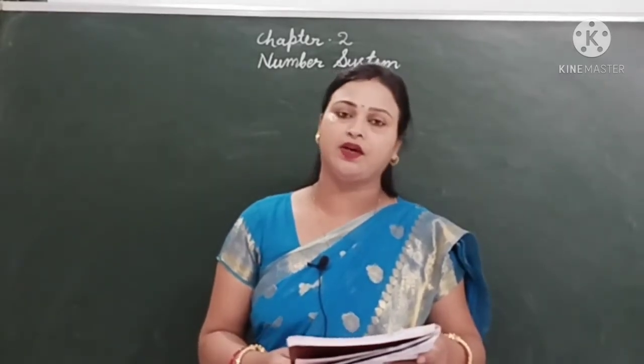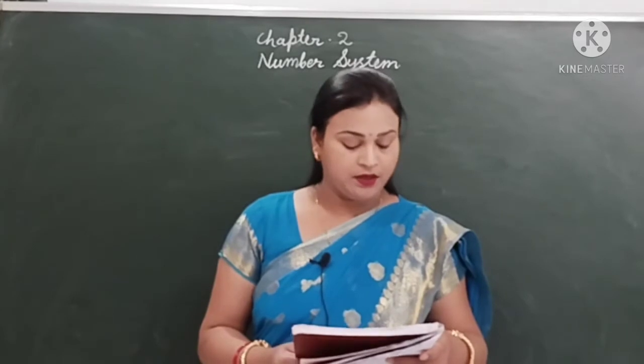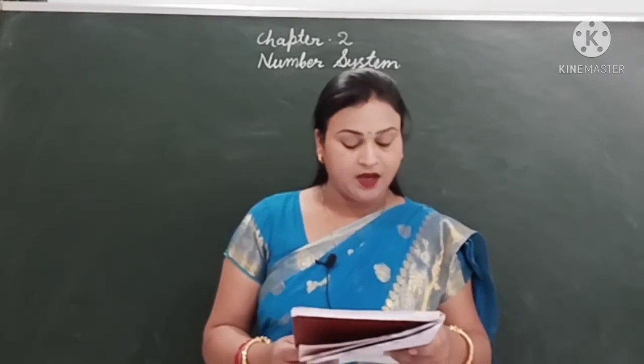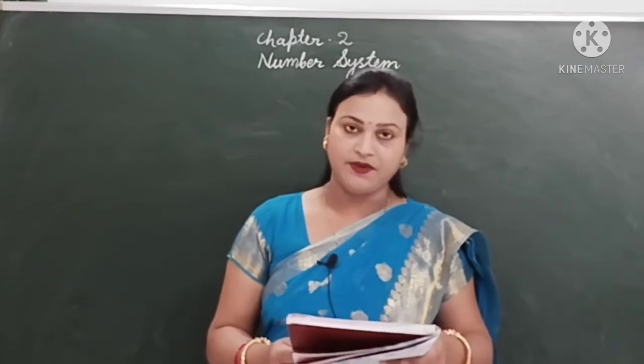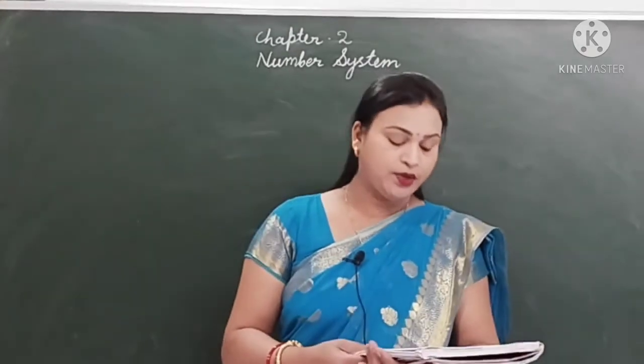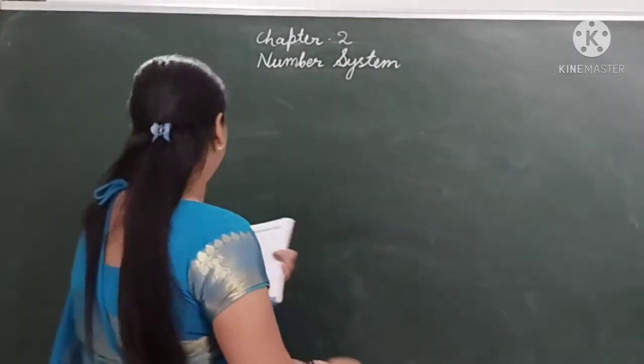Okay. Now, question number 3, 4, 5, 6, 7, 8, 9, 10, 11 and 12, you will try yourself on your rough copy. Now, question number 13. Are the following values wrong? Why? See the first question, 0, 1, 2, 8 base 8.